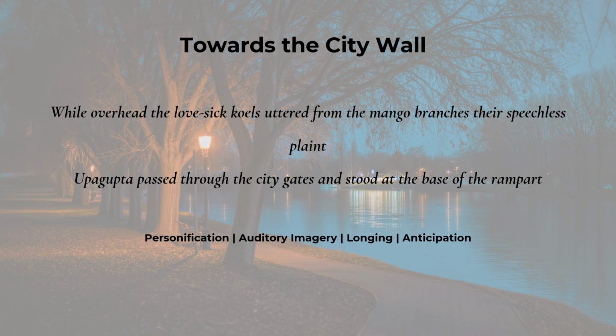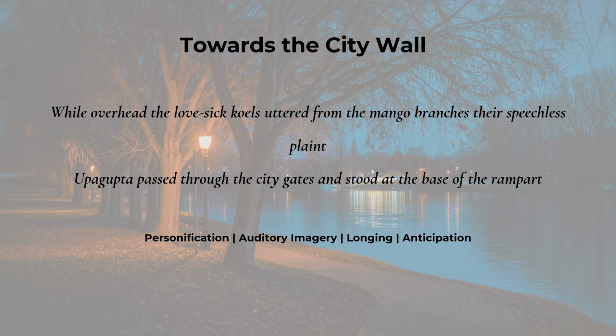Literary device used here is personification. Why? Because birds are given human emotions. Uttered from the mango branches, meaning the koels were calling out while sitting on the branches of mango trees. Why mango branches? Because in Indian poetry and literature, mango blossoms and koels are traditional symbols of spring and love. Their speechless plaint, meaning sorrowful cry or complaint. Speechless plaint means emotional expression beyond words. The cries of the koels express deep longing and sadness that cannot be fully explained in words.